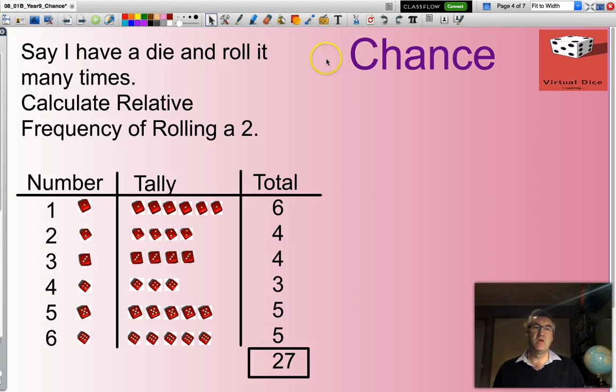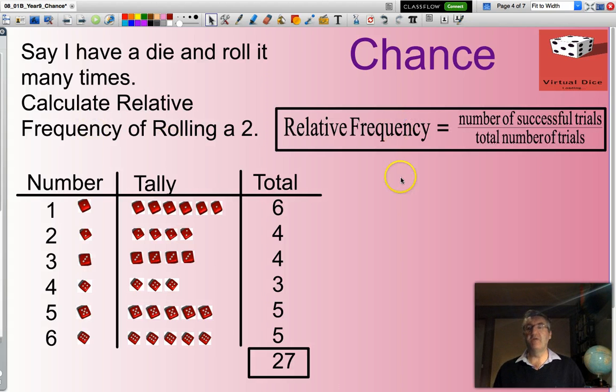And to calculate the relative frequency of rolling a 2, I basically would use this formula here. The relative frequency equals the number of successful trials divided by the total number of trials. Now, very similar to the probability formula.